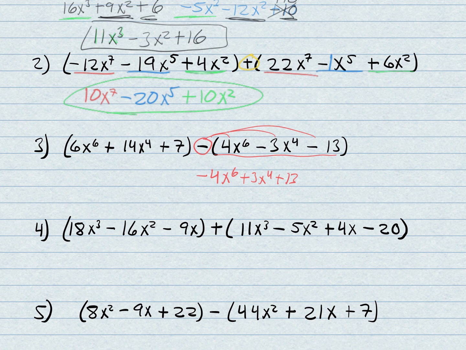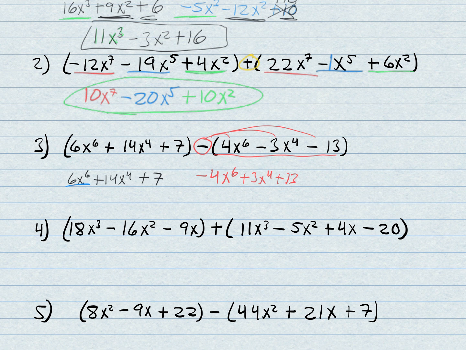And then I'm going to rewrite 6x to the sixth plus 14x to the fourth plus 7. Nothing changes there. We didn't do anything to that one. All right, and now everything that's being subtracted, we're just going to combine like terms. We already distributed the subtraction to every term.